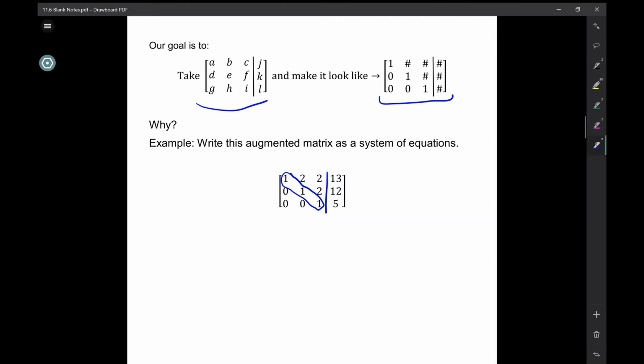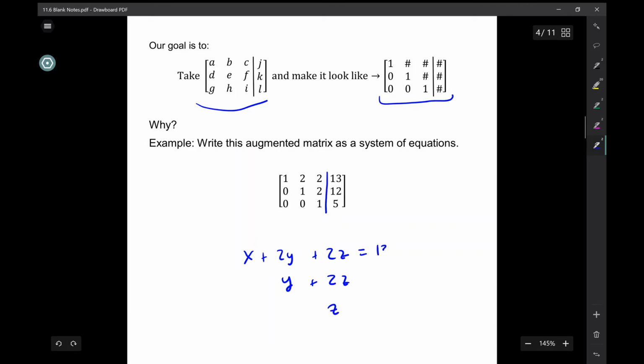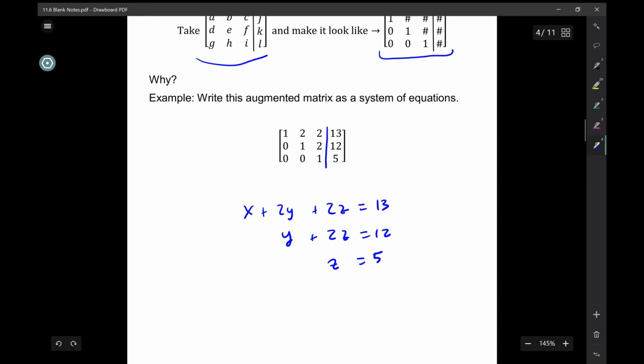To see why this is useful, let's translate this back into a system of equations. It tells me x plus 2y plus 2z equals 13, y plus 2z equals 12, z equals 5. If you like to read that left to right, that's totally fine too. Do you recognize this form of a system of equations? This is triangular form.